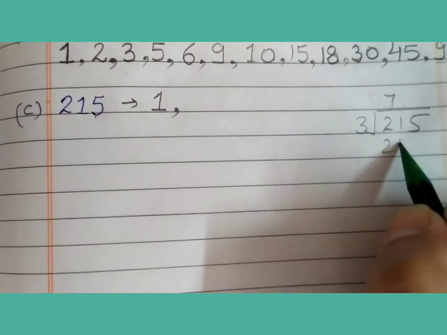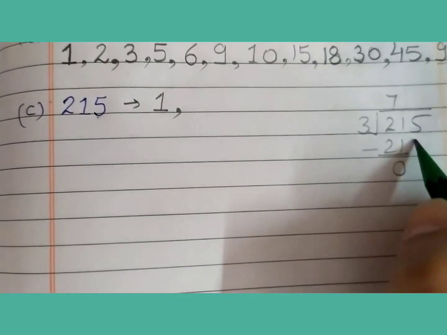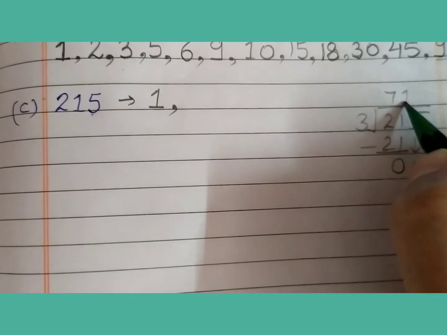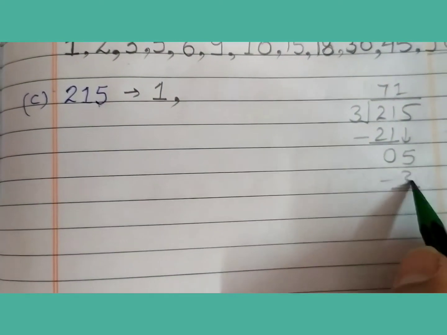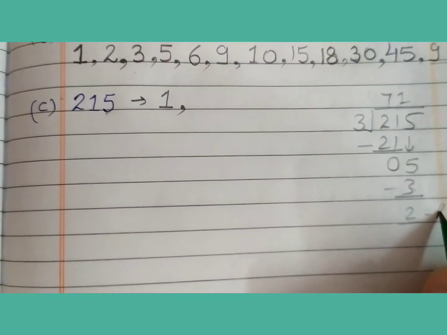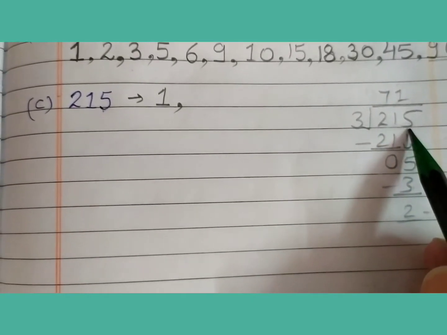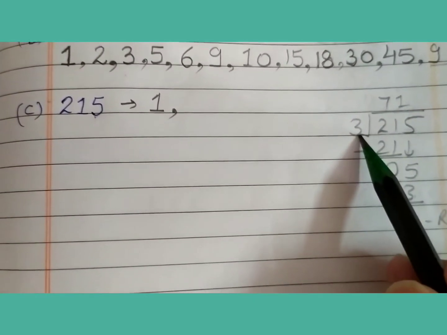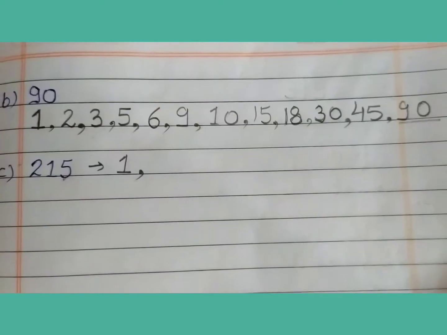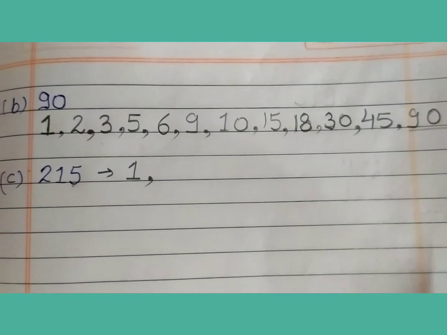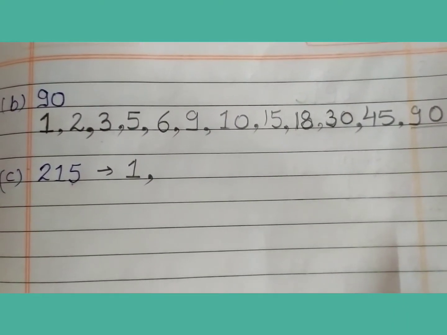3 7s are 21. 21 minus 21 equals 0. Write down 5. 3 1s are 3. 5 minus 3 equals 2. The remainder is 2. 215 is not divisible by 3. 3 is not a factor of 215. 215 is not divisible by 4, so 4 is not a factor of 215.